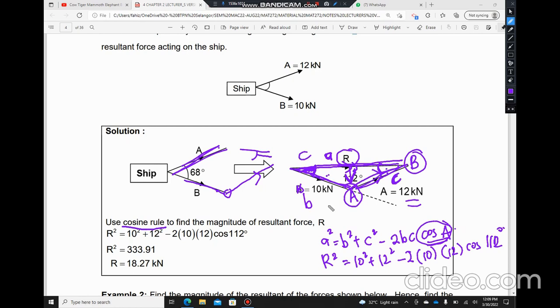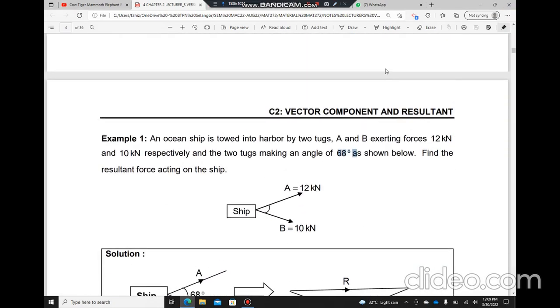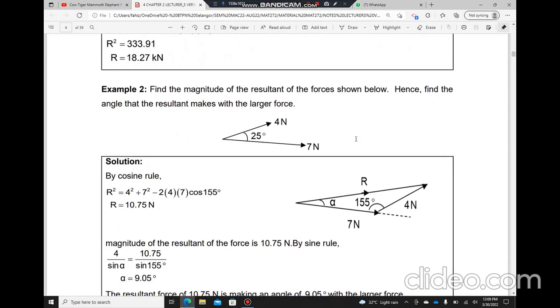Okay, so bila dah memasukkan dalam formula semua, so just calculate biasa guna calculator. So we get the value of resultant force is 18.27. Okay, so yang ni untuk example 1. Okay, example 2.